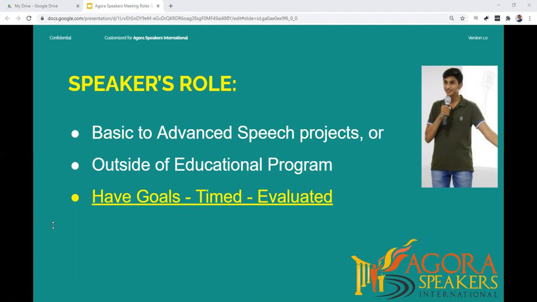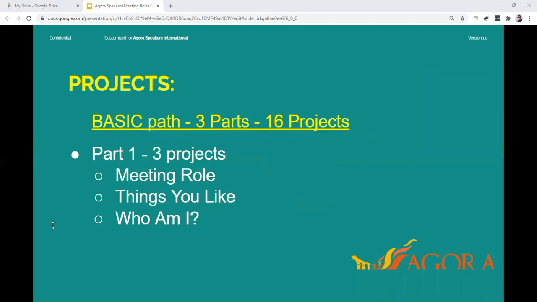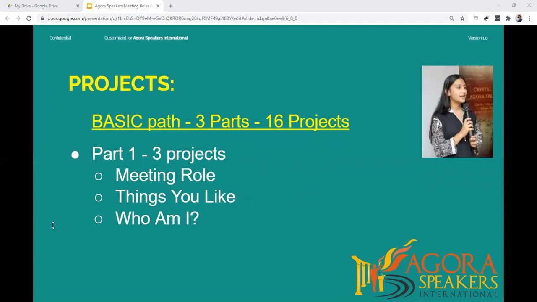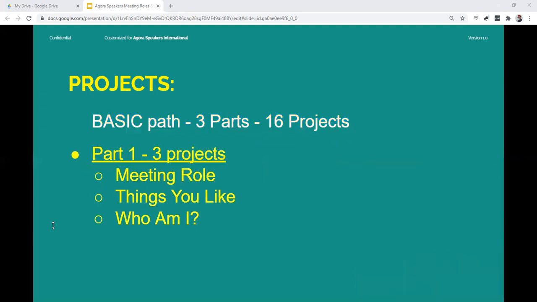Most of the speeches that you will be doing in Agora clubs are project speeches, which correspond to a specific project of an educational program. Thus, every project has a very clear goal and tries to teach a specific tool, technique, or approach in the world of public speaking or leadership. The basic educational path consists of 3 parts, totaling 16 projects that teach you the basic skills essential for public speaking.